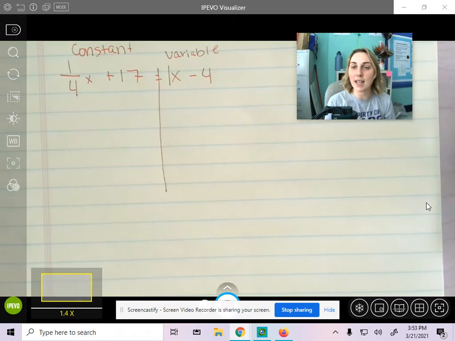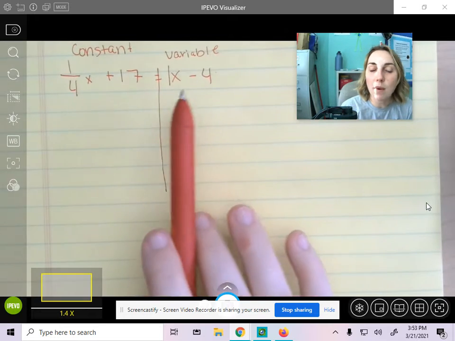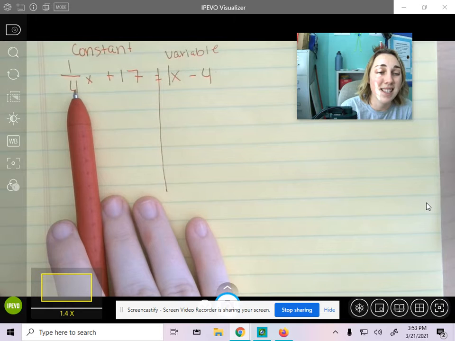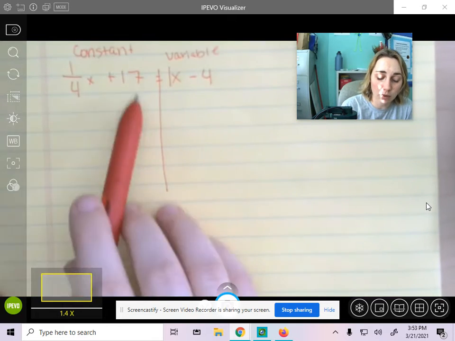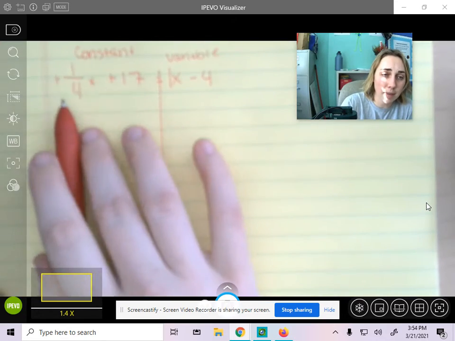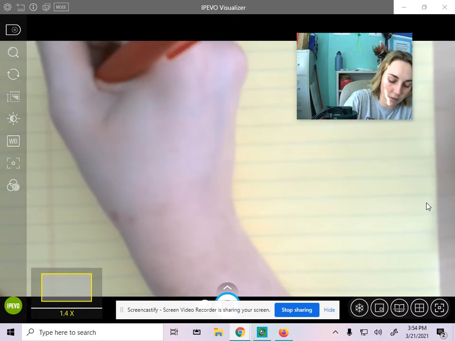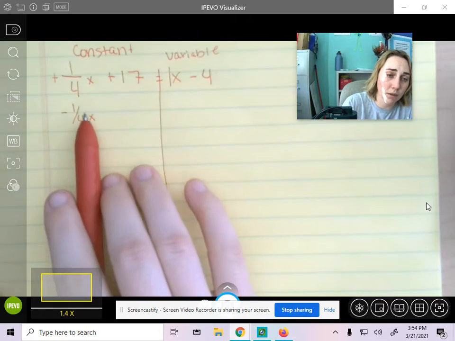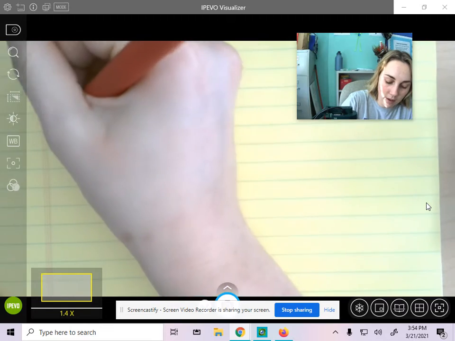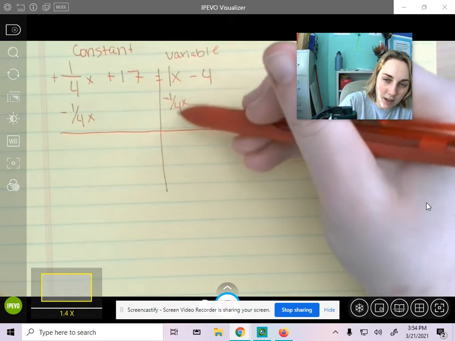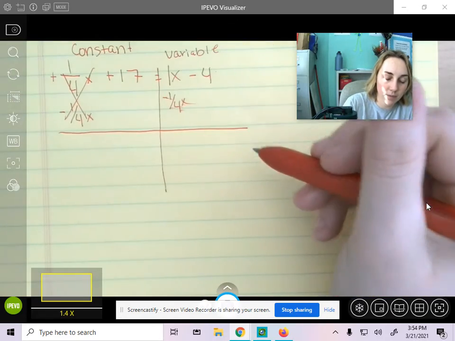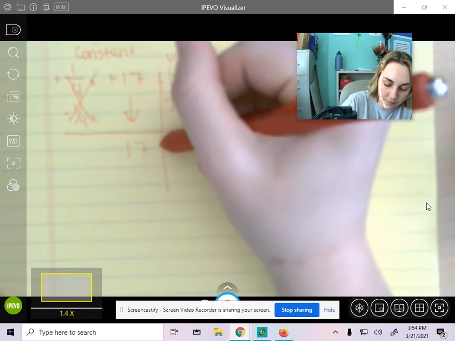All right, now that I've labeled my sides, I want to move my variables over to my variable side first, so I need to move this 1/4 x. I need to do the opposite of a positive 1/4 x, which is a negative 1/4 x. So we're going to subtract 1/4 x, and if we do that on one side, we do that on the other side as well. I like putting it directly under the other variable so I can solve it. These were opposites, so I'm going to cancel them out, and I'll bring down this 17.